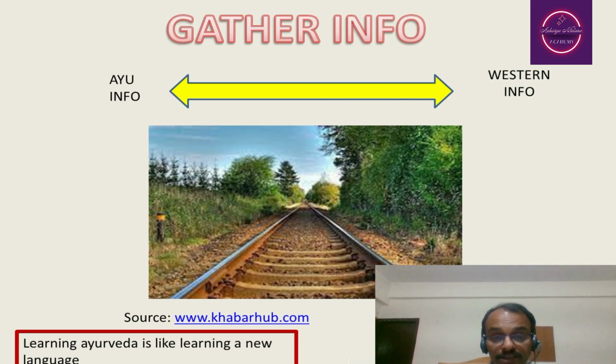So that means it's just like the railway track. On the one side, it is Ayurveda information. On the other side, it is the Western information. At different intervals, we are having the connections between the two lines. So that means we are mixing the learning or the information at different intervals, so that the proper learning can be imprinted for a longer time.